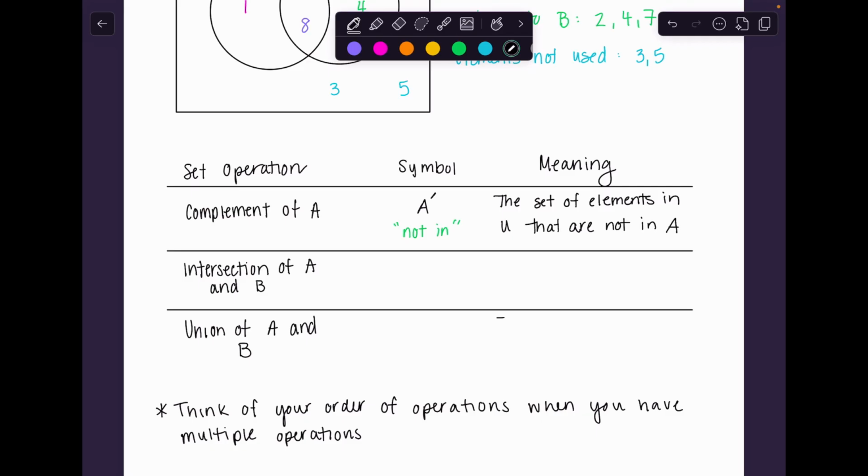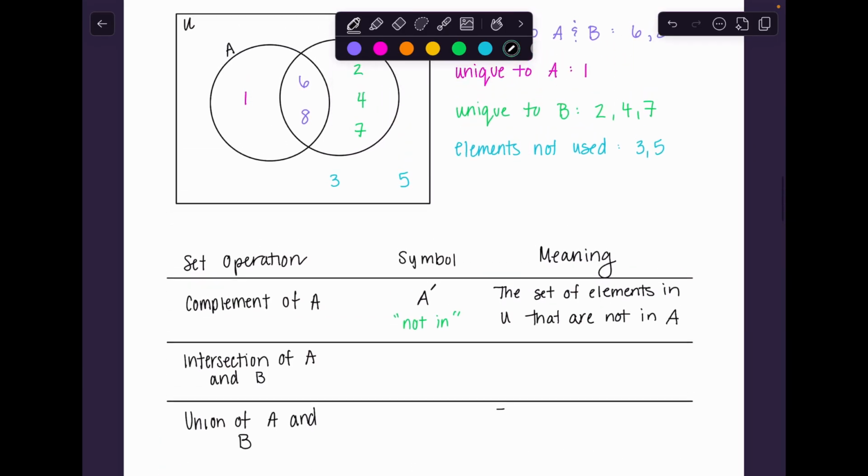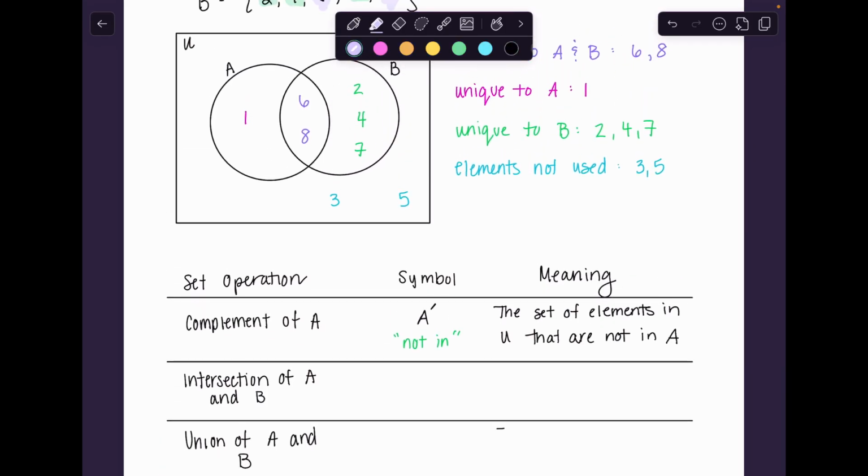So I'm going to go back to the previous Venn diagram to shade stuff in so you can see what I mean. But here is set A. So its complement would be everything except this circle. The complement of A would be anything on the outside here. So this would be the numbers 2, 4, 7, 5, and 3. That's the complement of A, because together these two things form the entire region U.